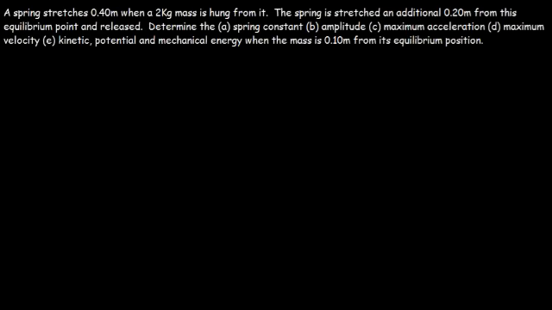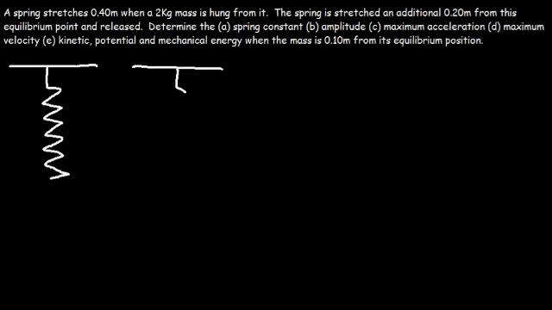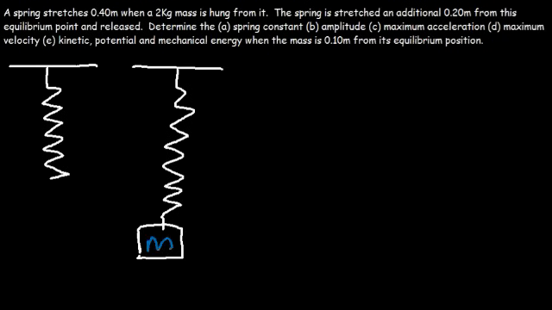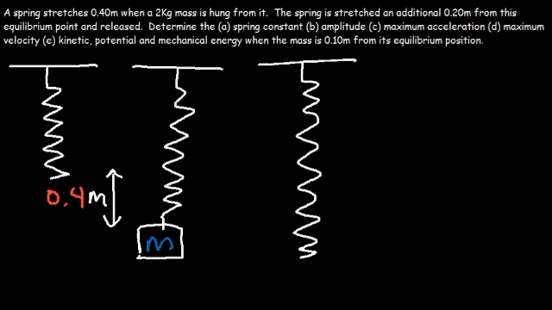In this problem, we have a vertical spring. So let's say this is the spring without a mass attached to it. Now once we add a mass to it, it's going to stretch. Now it stretches by 0.4 meters. So this is the new equilibrium position of the mass. Now if we stretch it even further by an additional 0.20 meters from its new equilibrium position, once we release it, it's going to bounce up and down.